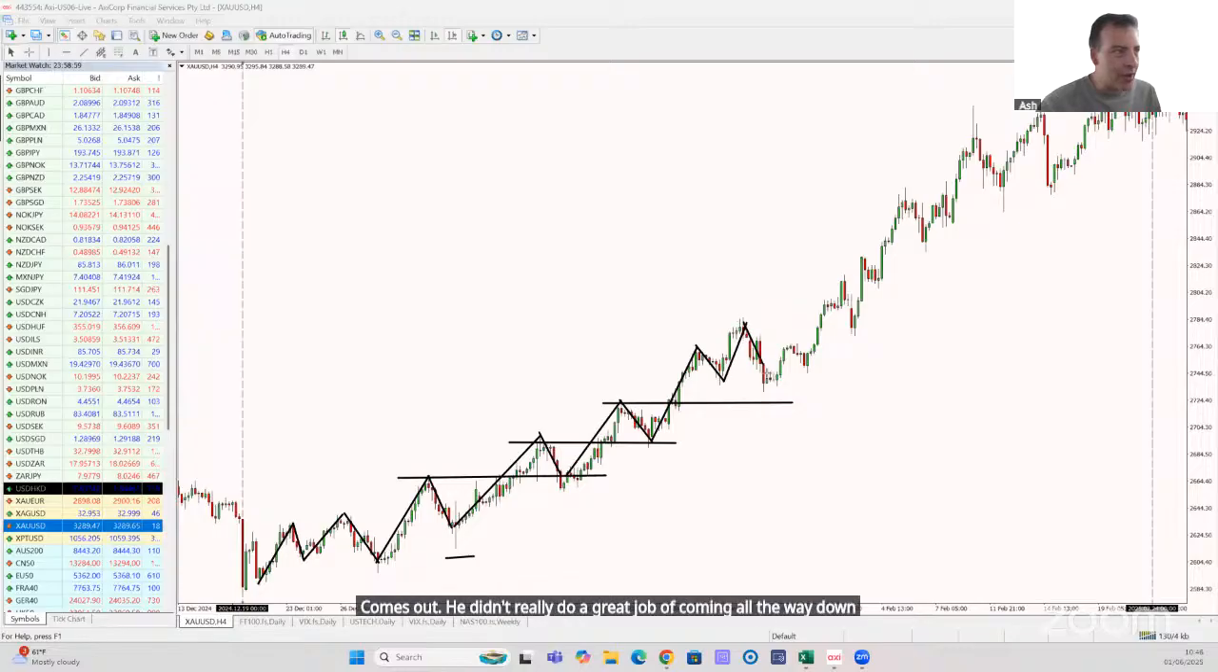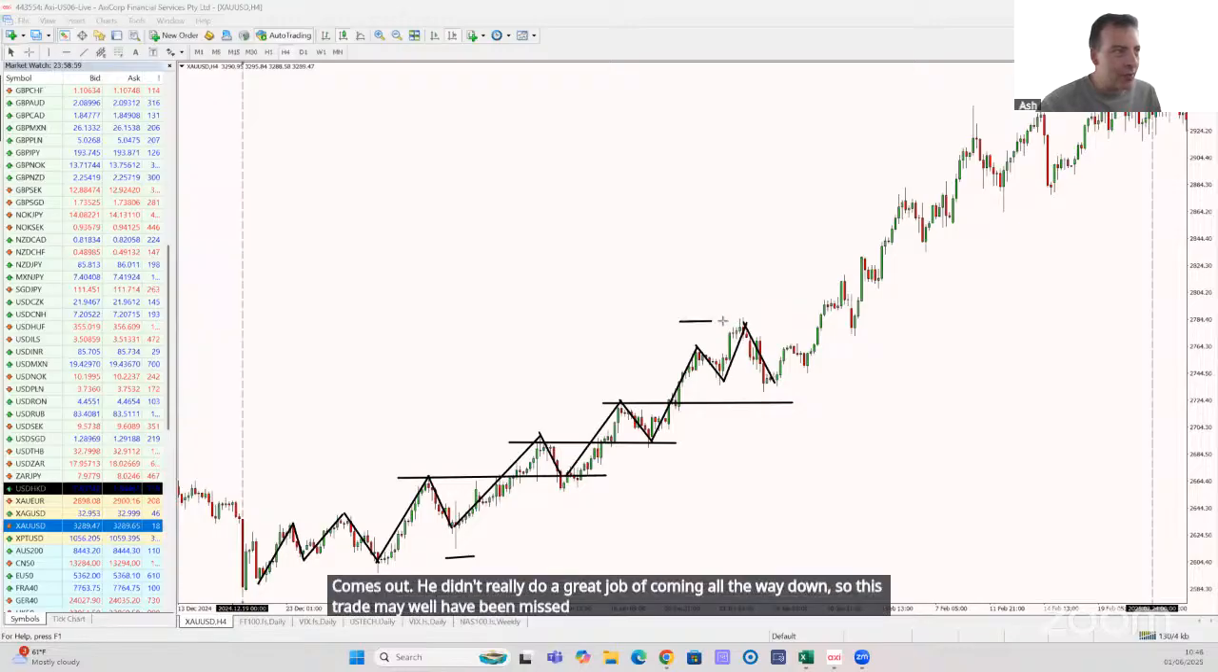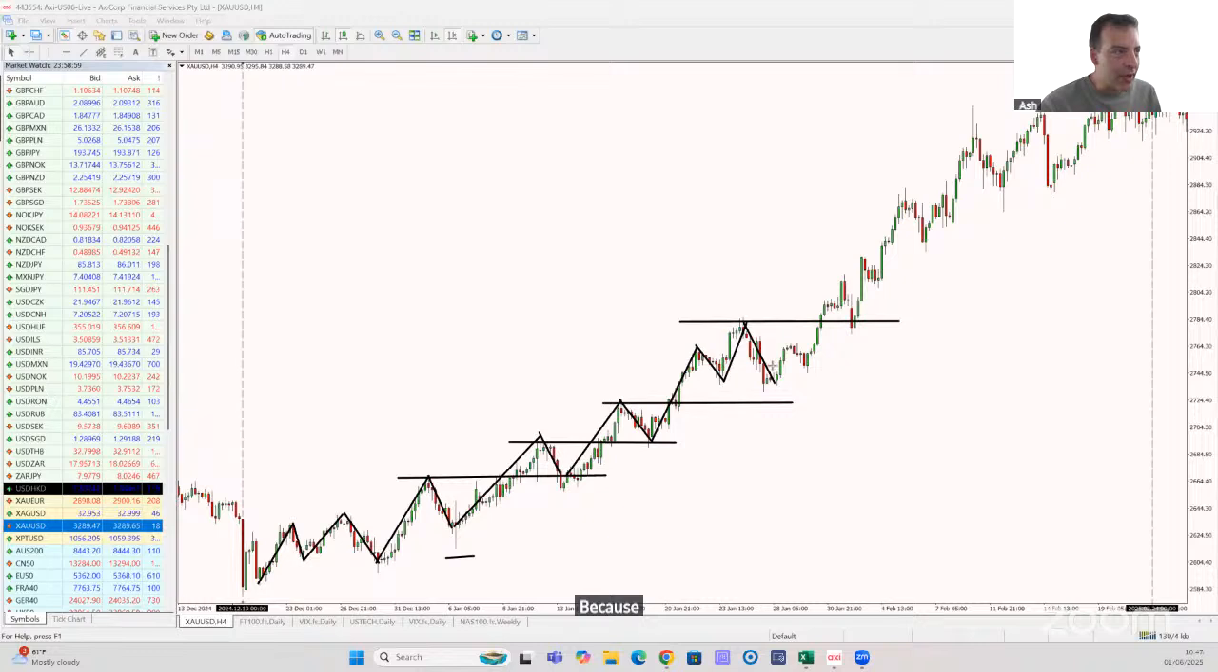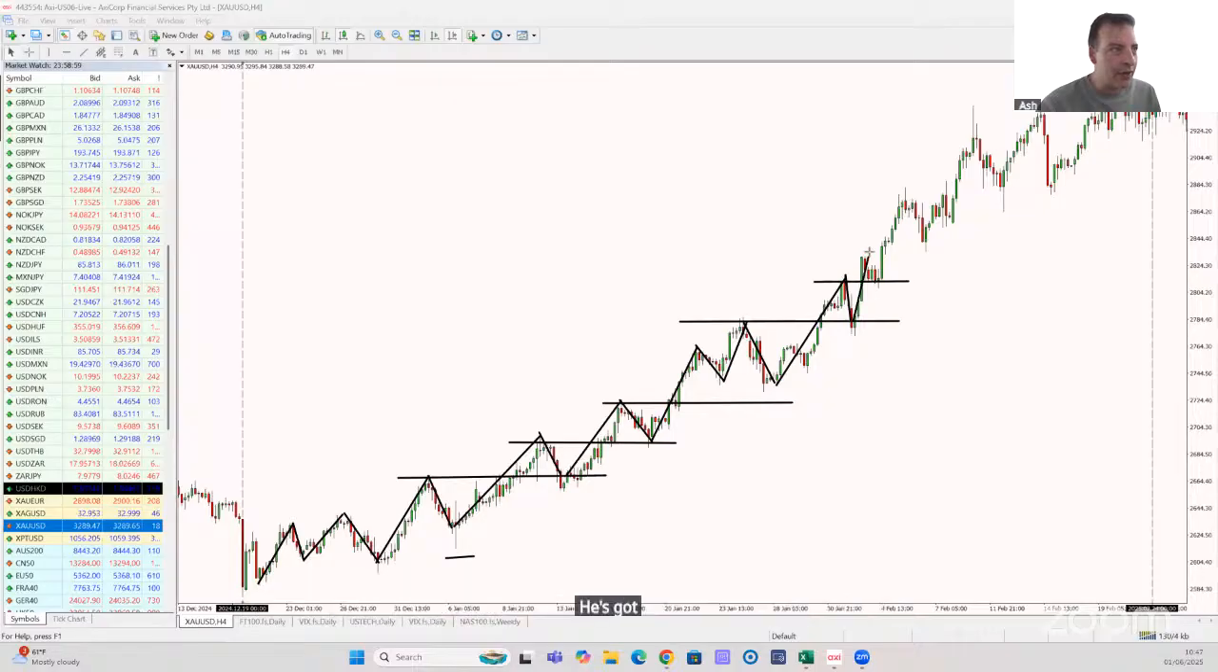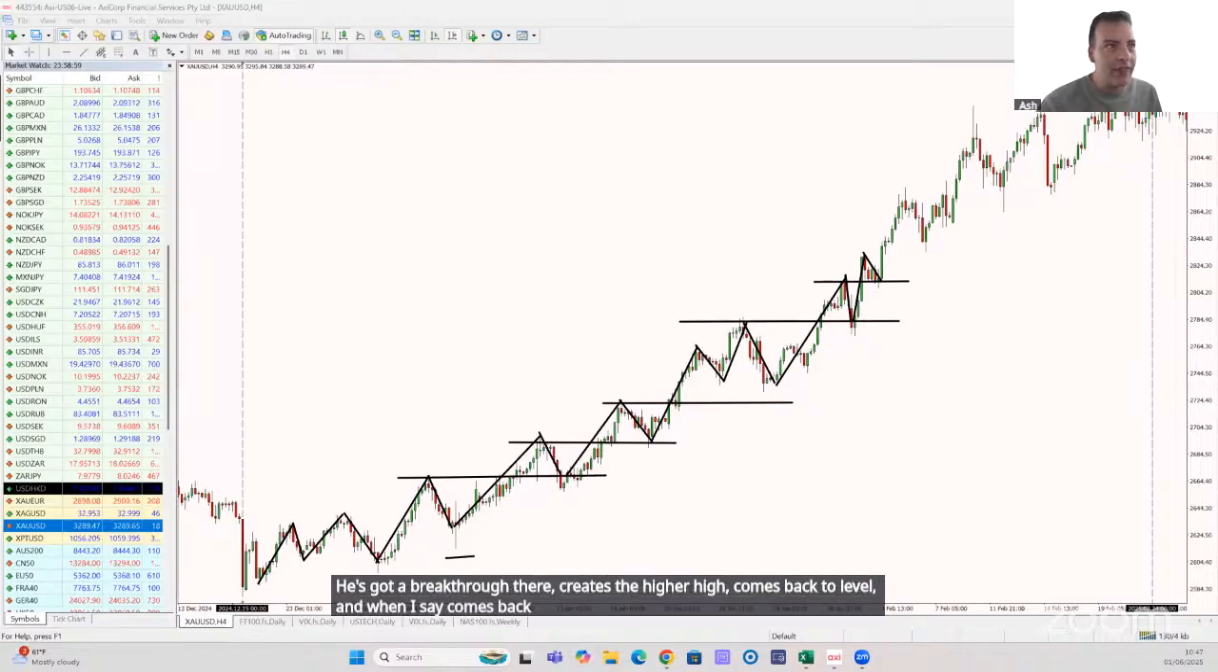So this trade may well have been missed, but it's okay because it's got to break through there now to create a higher high. Creates the higher high, comes back to the level, off again. It's got to break through there. Creates the higher high, comes back to the level. And when I say comes back to the level, these levels here where it's got to break through to create the higher high. So that was the first one there.